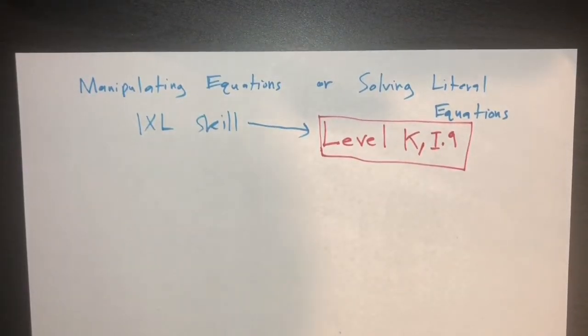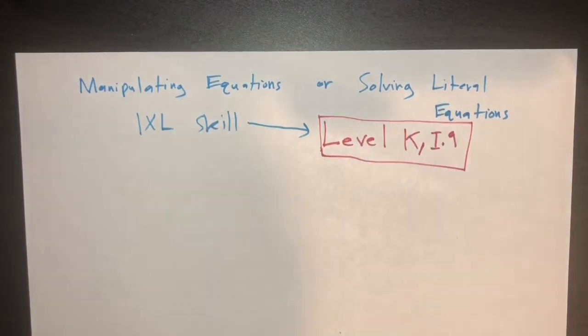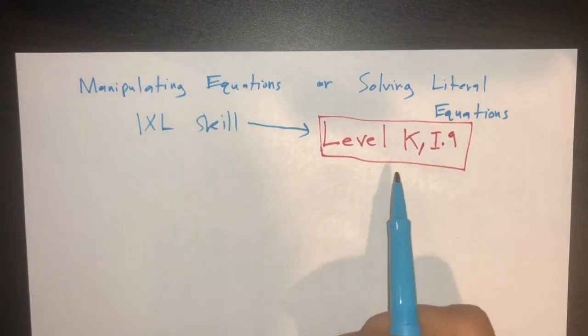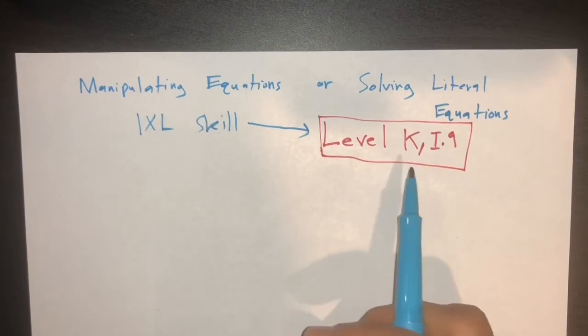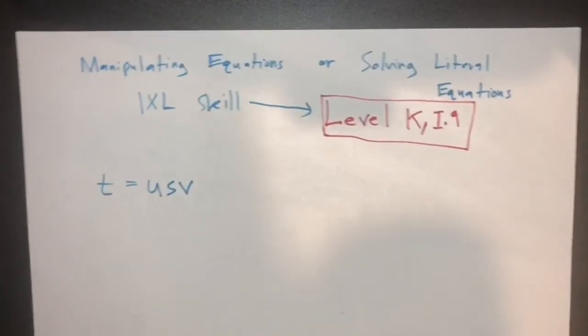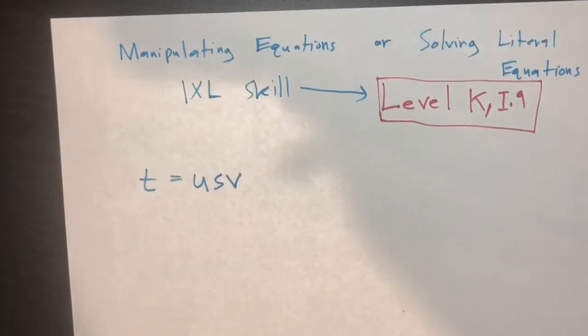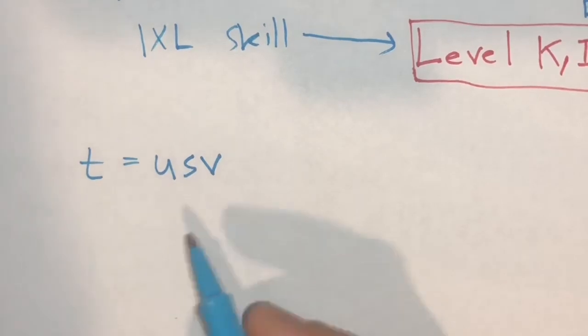I'm going to be going through how to solve what's called manipulating equations or solving literal equations, which aligns to IXL Skill Level K, I.9. Before we get started, if you need a refresher on what inverse operation is, it might be a good idea to check out the video on inverse operations refresher, just to get a quick review of what that means. If you feel good on inverse operations, this should be pretty simple.